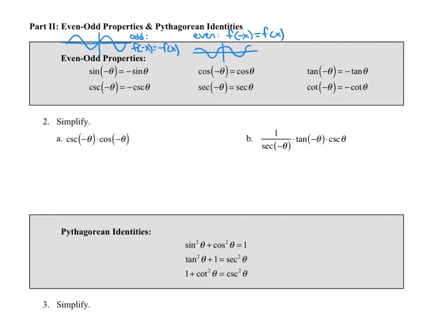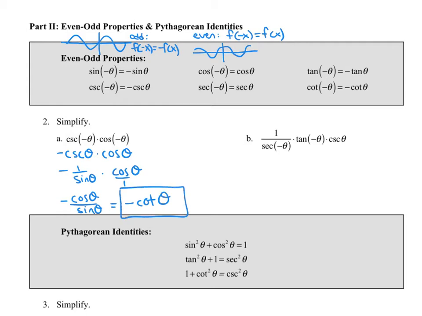Okay, so using these properties, first I'm just going to use the even-odd properties. For cosecant, that's one of our odd functions, so the negative comes out front. And for cosine, it's an even function. Cosine of negative theta is just cosine of theta, so the negative goes away. And then I simplify. Negative cosecant is negative 1 over sine theta times cosine theta. And if I do top times top, bottom times bottom, I get negative cosine theta over sine theta, which is negative cotangent theta.